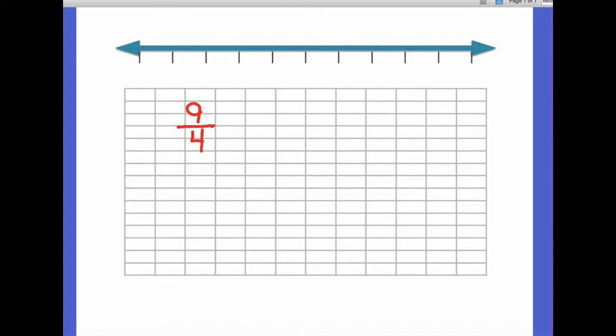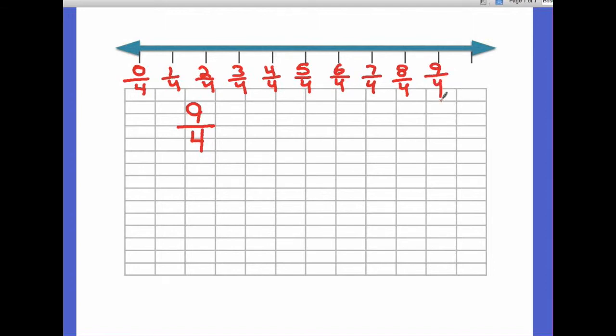Okay, good. So what we're going to do is, like you just said, we're going to just start. We know that we have to get to 9/4, right? So we start 0/4, 1/4, 2/4. And we know that every time, like Jillian just said, every time we get to 4/4, it's 1 whole, right? And then what happens to my numbers after that?